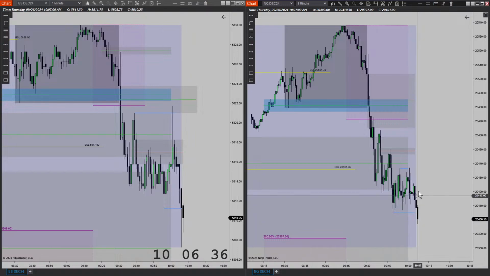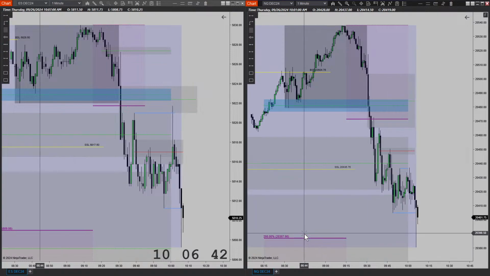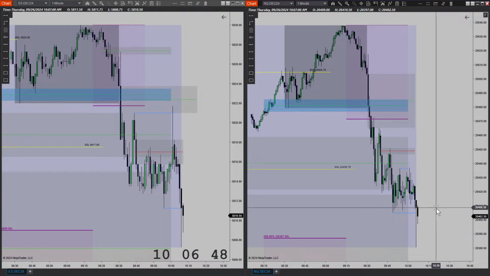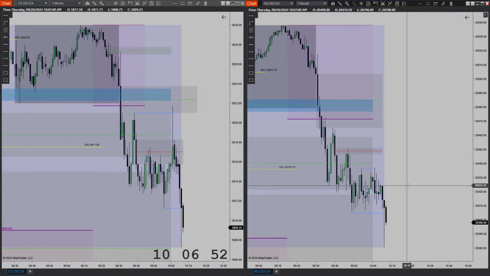But I do like how this one retraced, closed above this low here. Buy side taken first, sell side taken next. Turtle soup entry. Same thing here. Buy side taken, sell side taken. The only way I'll add is if we get a clear entry.